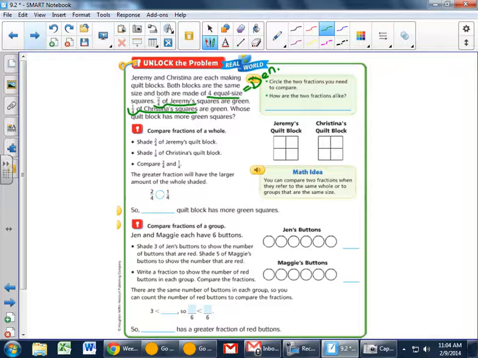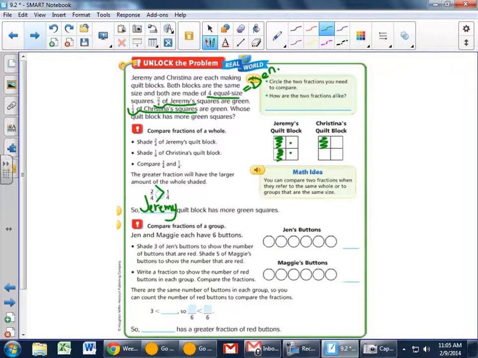Okay. So you're going to first shade 2/4 of Jeremy's quilt block. So there's 4 pieces. You're going to color in 2 of them. And then it has Christina's quilt blocks, which also has 4 total pieces for the denominator, and you're going to color in 1 of them. So then you're going to look at which one has more shaded, and you know that it is Jeremy, so you're going to put your greater than sign in there. 2/4 is greater than 1/4, so Jeremy's quilt block has more green squares.